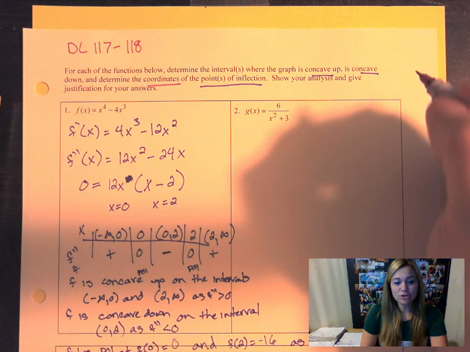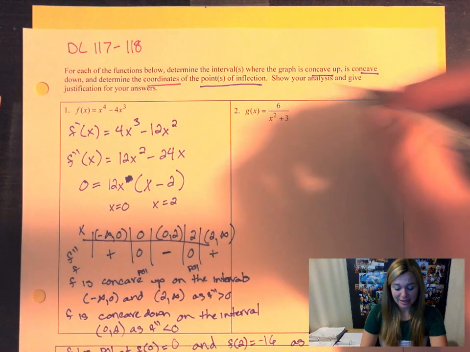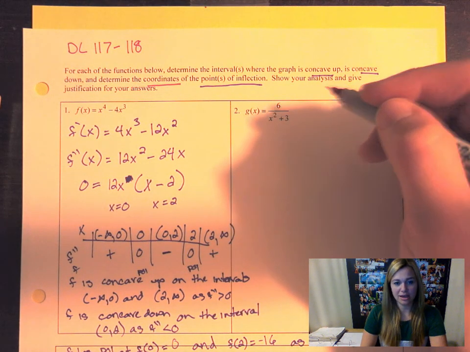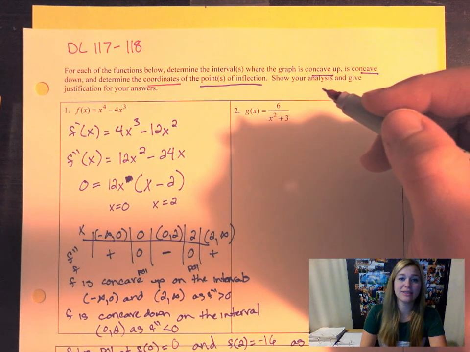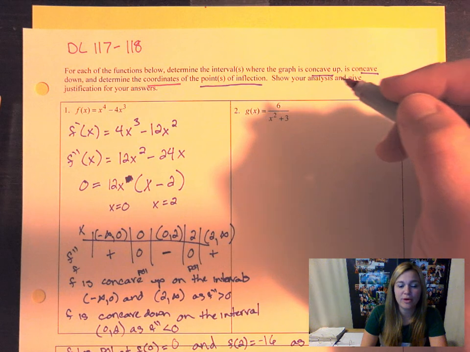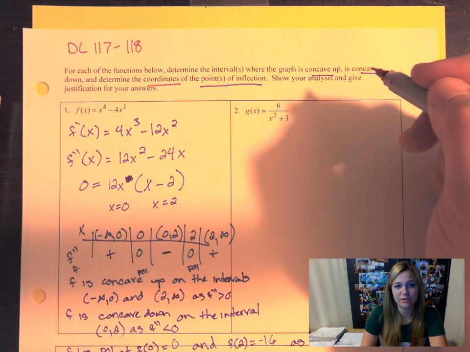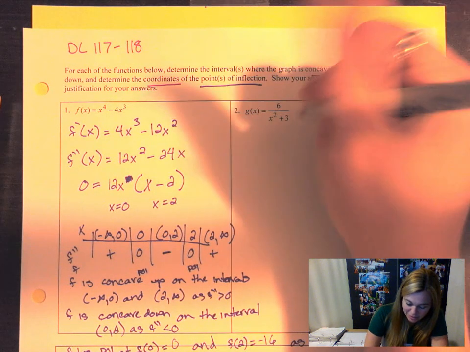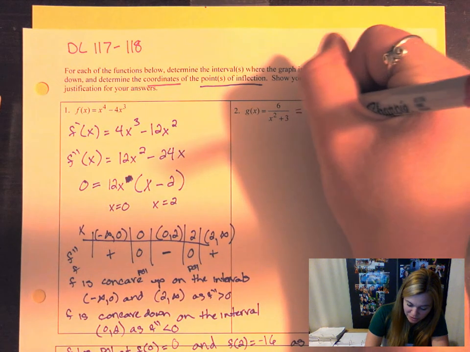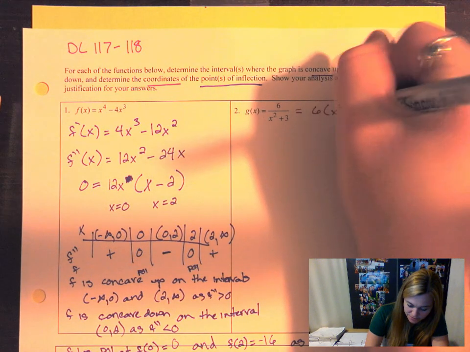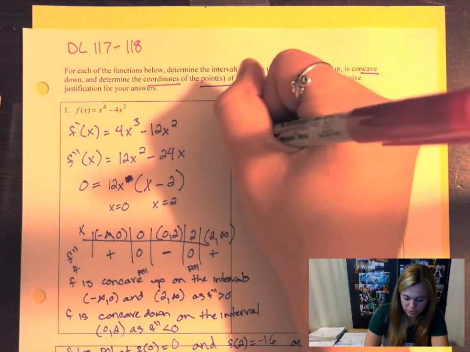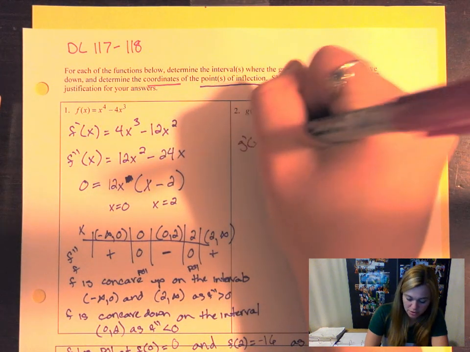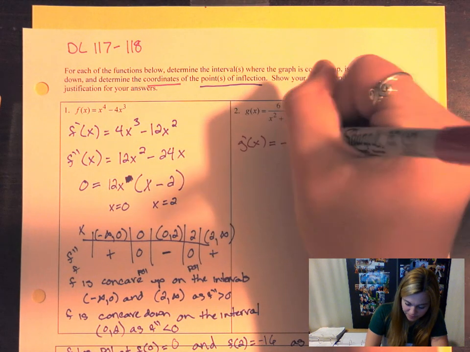So whenever you're doing this, you should be thinking points of inflection, concavity. The first derivative tells about increasing, decreasing. The second derivative is all about concavity and points of inflection. So you need to take the derivative, but I'm going to rewrite this first because the chain rule is a little bit easier to do here than the quotient rule. So g prime of x is the first derivative.